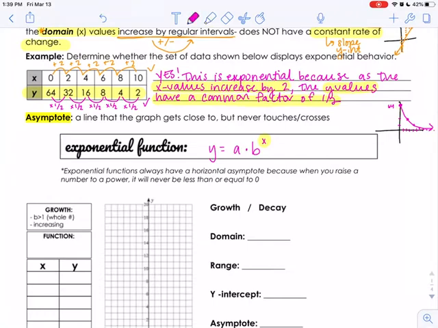Here's a point, and actually I realized that I skipped a vocab word right here. Something that we have with exponential functions are asymptotes. An asymptote is a line that the graph gets close to but never touches or crosses.